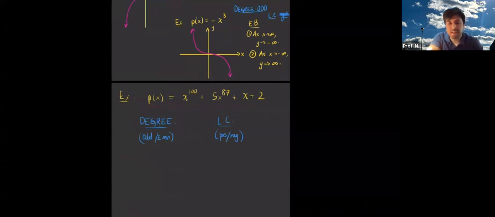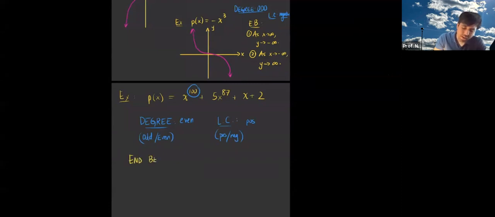So then from this made up example, what would be the degree, odd or even? Obviously it's even because 100 is an even number. And then what would be the leading coefficient? Positive. That was easy. And now what? What's the end behavior? I didn't even graph this. You see that? I didn't even graph it, but I already know the end behavior. I know how the story ends.